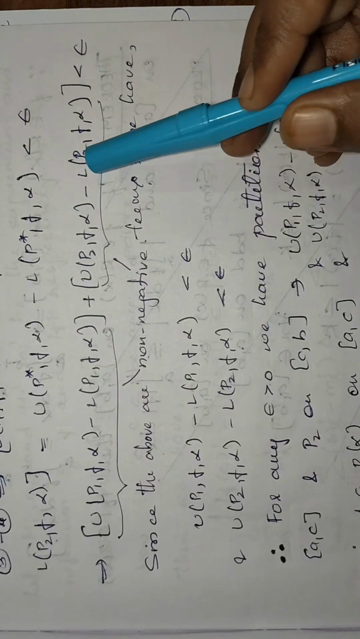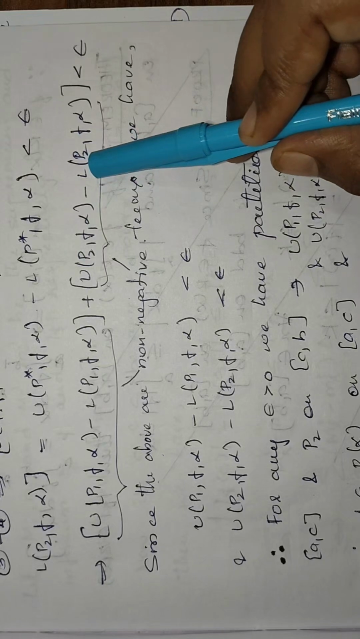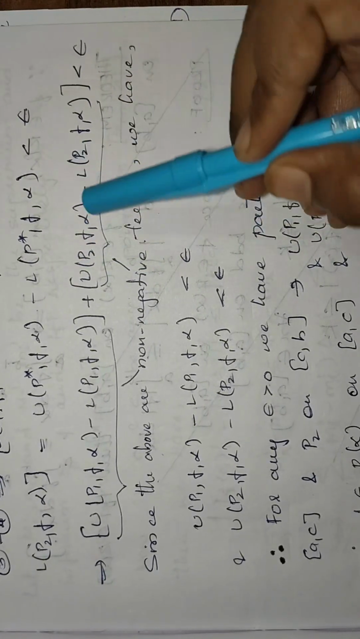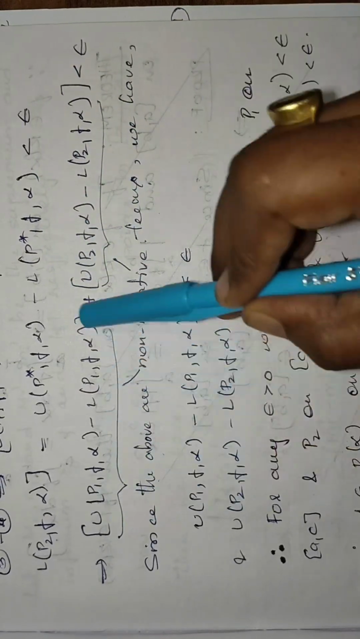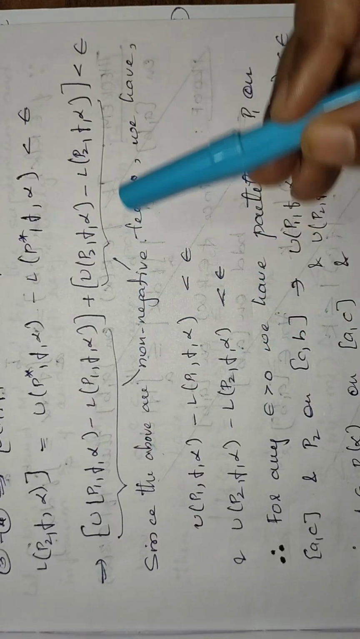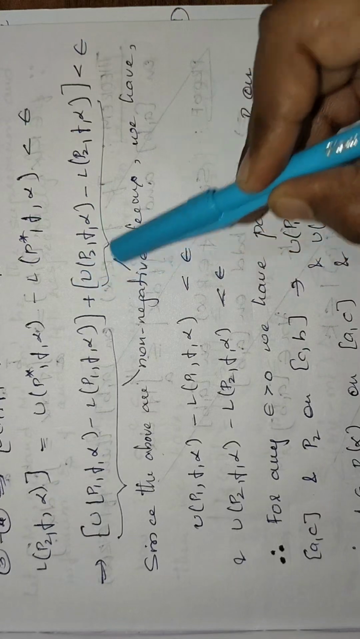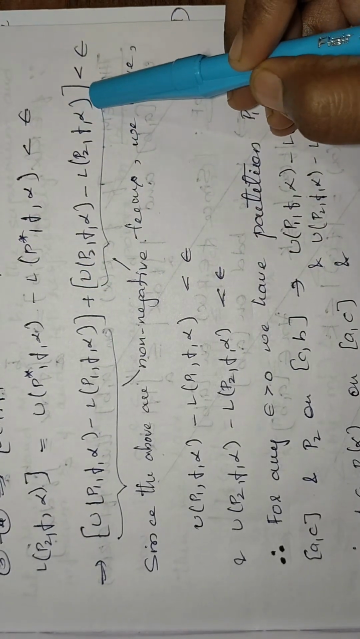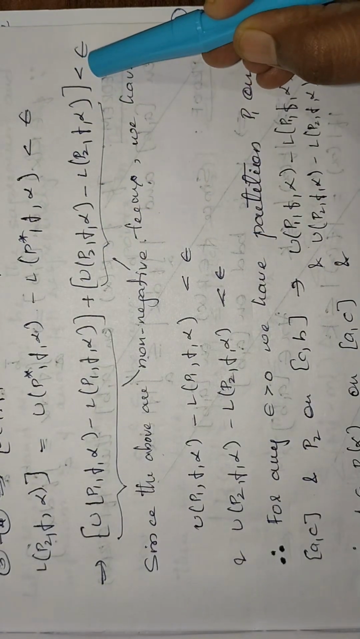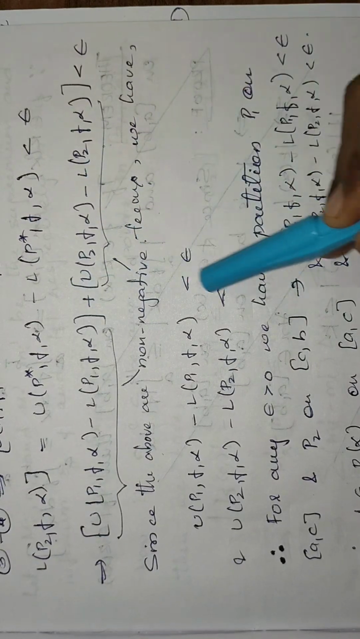And here also the same thing. Okay, see, we know that the lower sum is always less than or equal to the upper sum, but not greater than the upper sum. So obviously this is a positive term and this is a positive term. Since the above are non-negative terms, this is less than epsilon and this is less than epsilon. If we add these two terms, we are getting less than epsilon. Then obviously this is less than epsilon and this is less than epsilon.